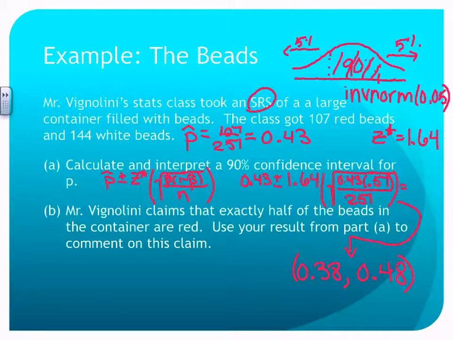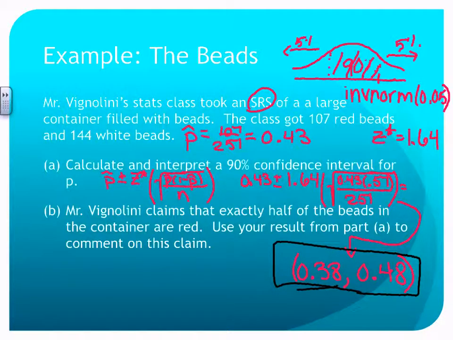Let's take a look at Part B. Part B is saying that Mr. Vignolini claims that exactly half of the beads in the container are red. We need to use our results from Part A to comment on this claim. Okay, so confidence intervals give you a set of plausible values for the population proportion of red beads. So this would be considered a plausible range for your proportions to lie in.